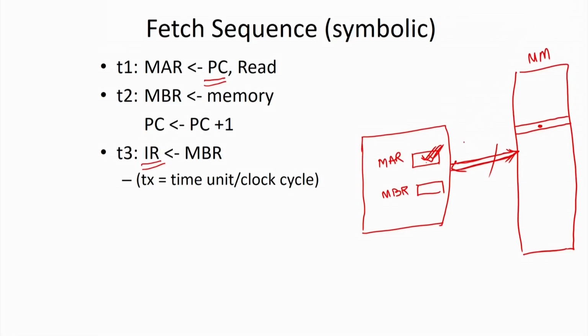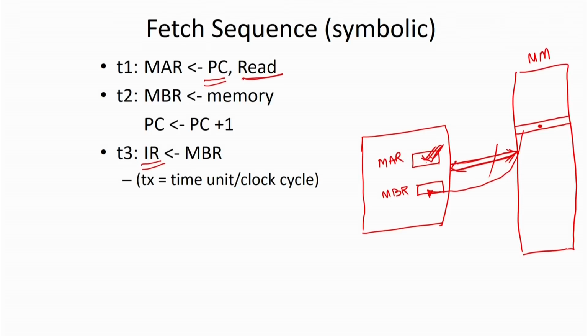Now, I will generate the read signal. So, the control unit will generate a read signal. What it will say is that now we want to read the contents of this particular memory location. And once we get this information, once the read is complete, then what will happen? The information will come to your MBR.